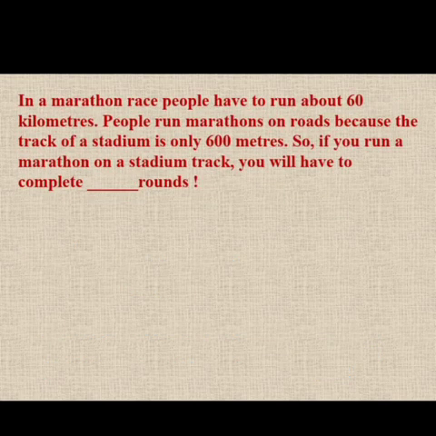Now come to the next question. In a marathon race, people have to run about 60 kilometers. People run marathons on road because the track of a stadium is only 600 meters. So, if you run a marathon on a stadium track, you will have to complete dash round. Let's have a look on the solution.